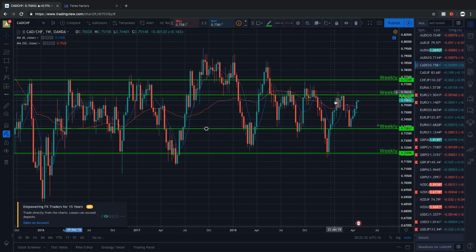And then we come up here to this level. So we have price flooring. We got this wick at the top, meaning that sellers are coming in and pushing it down. They don't want price to go above this green line or this little area.